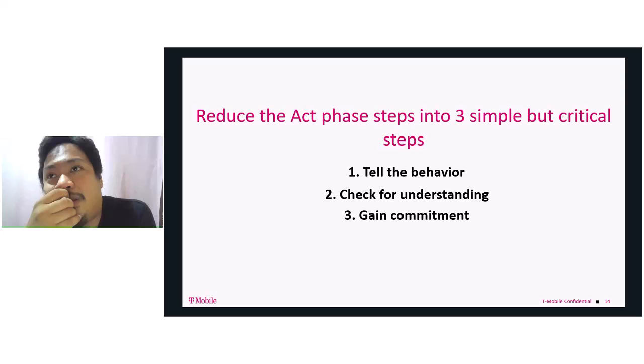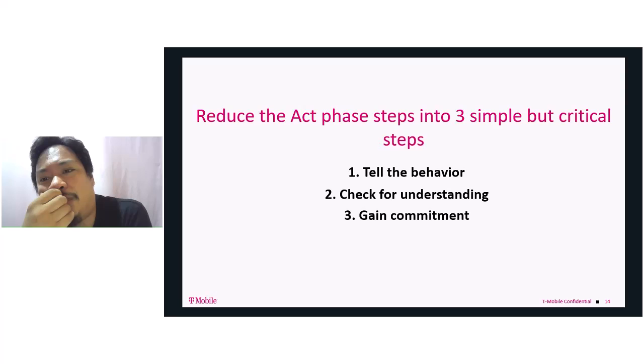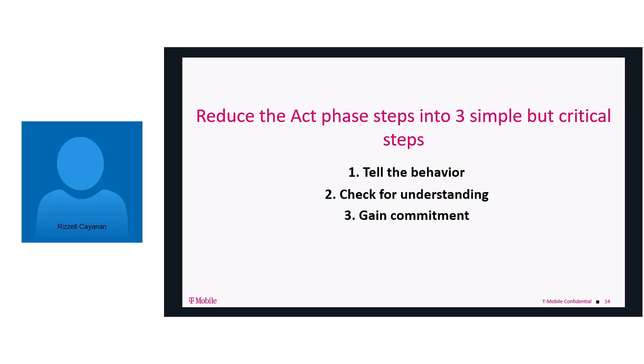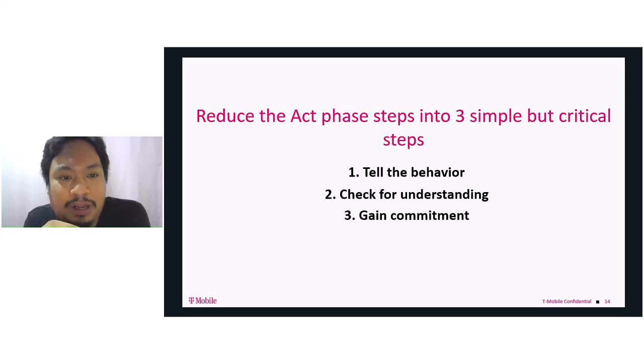Sure. For example, hi Rizal. Now that I was able to provide you the bill breakdown, I'm just checking if we're on the right page. Were you able to get it all? Did it answer your question?